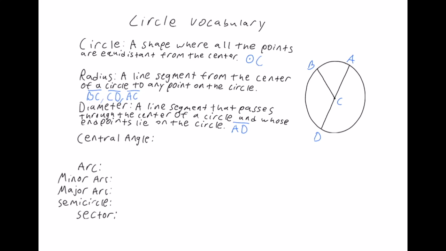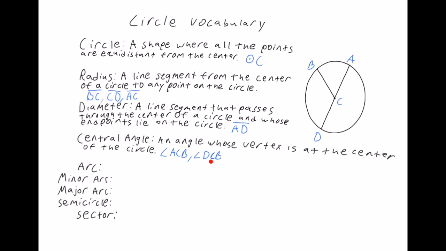A central angle is an angle whose vertex is at the center of the circle. So, see here, there's an angle at C. So this angle here and this angle here are both central angles. And you name those just like you name any other angles, with 3 letters and the vertex in the center. So ACB and DCB. Technically, you could have ACD as well, but that's just a line which is 180 degrees.